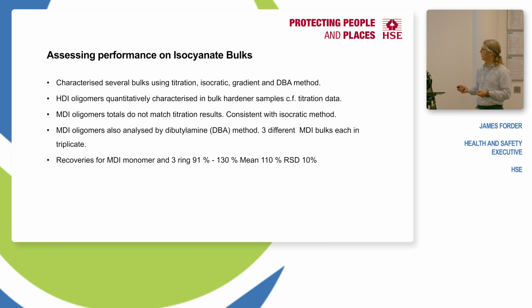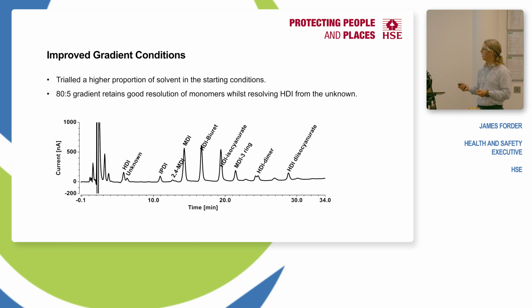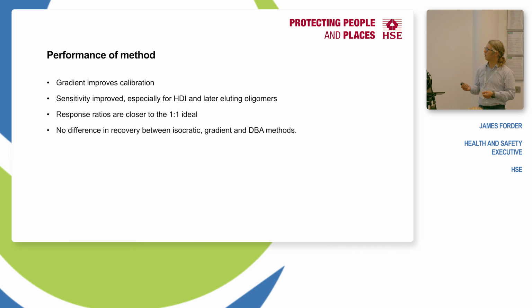These are rather large, 5-ring. They just don't come off the column. So, moving on. Overall, gradient improves the calibration. I haven't shown the calibration, but you get a lot better sensitivity and also better fit to the calibration line. As I said, sensitivity is improved, especially for HDI because it's separated from the reagent peak, and then the later eluting oligomers because peak shape is vastly improved.